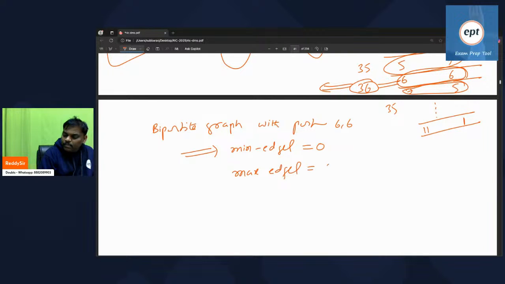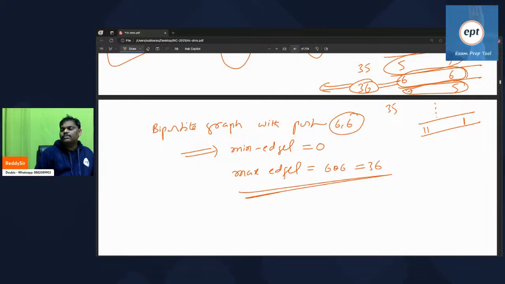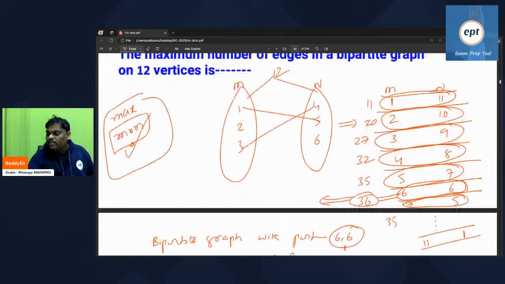Maximum edges: 6 into 6, which is 36. It is a bipartite graph with partition 6, 6. So the minimum number of edges is 0, and the maximum is 6 into 6, 36. But the question is, why did you divide like this? Remember, if you divide like this, you will get the maximum number of edges.